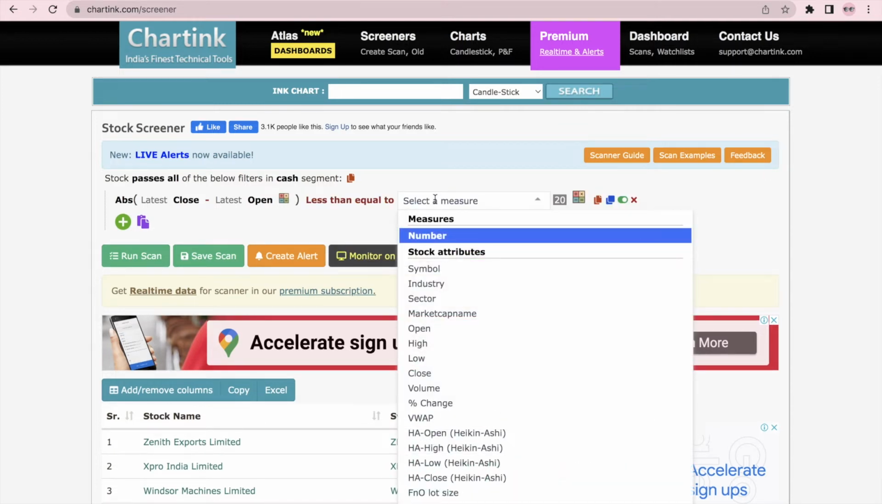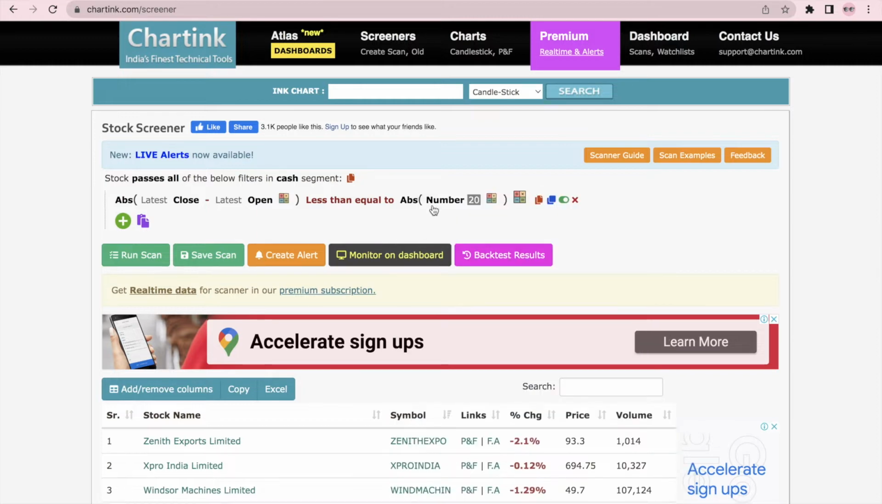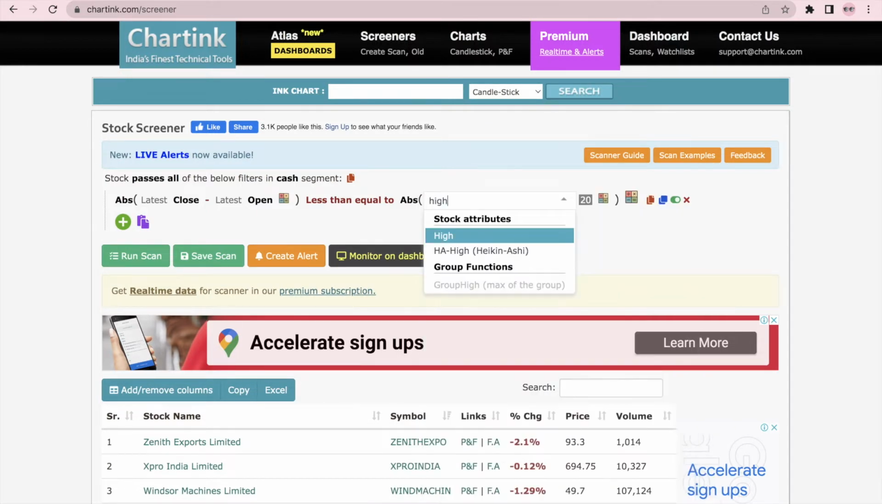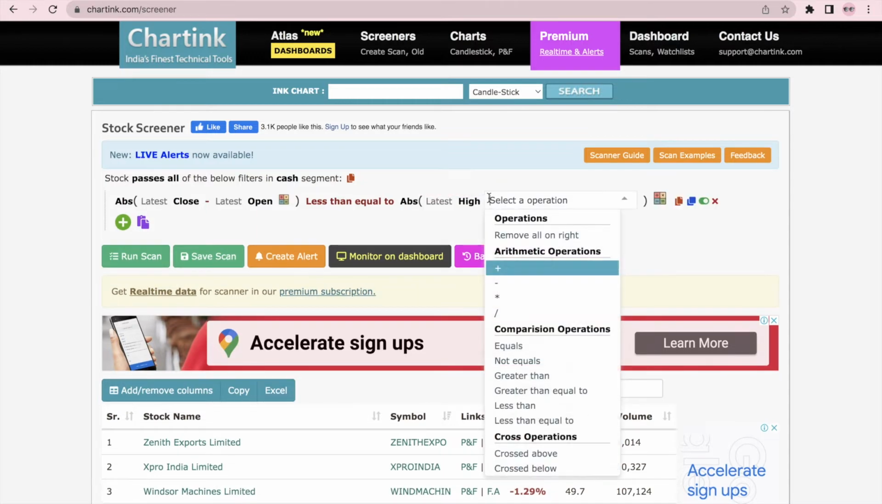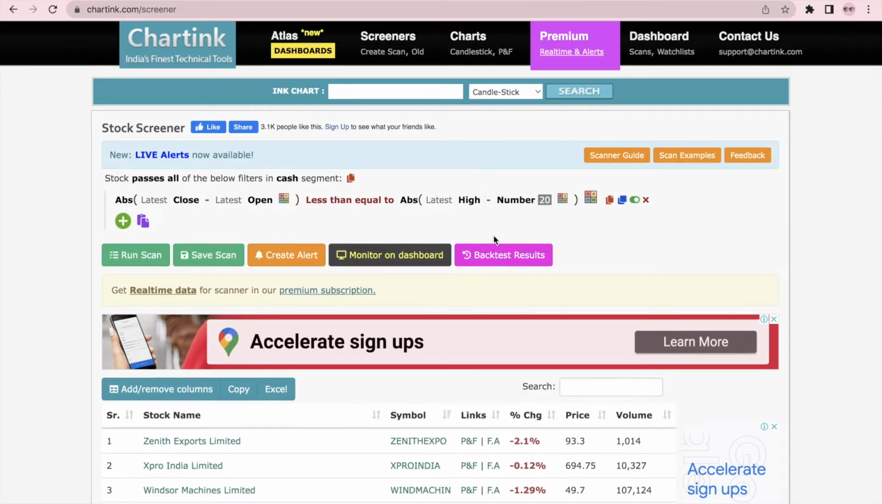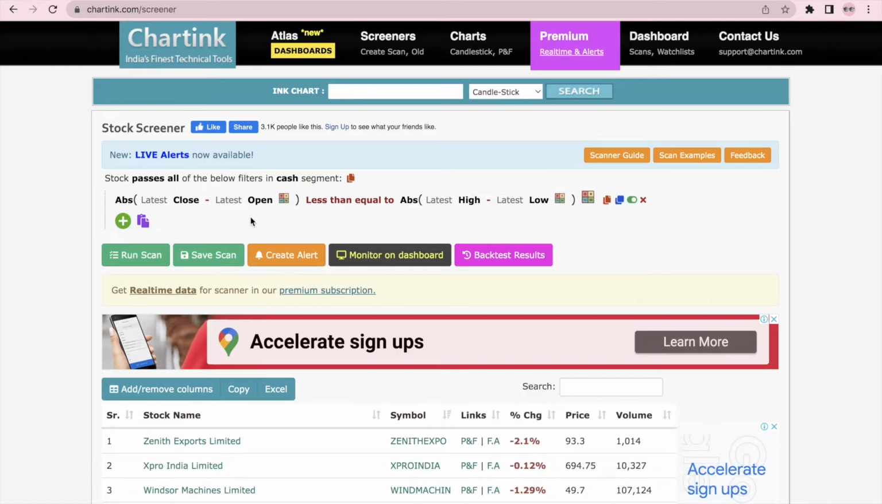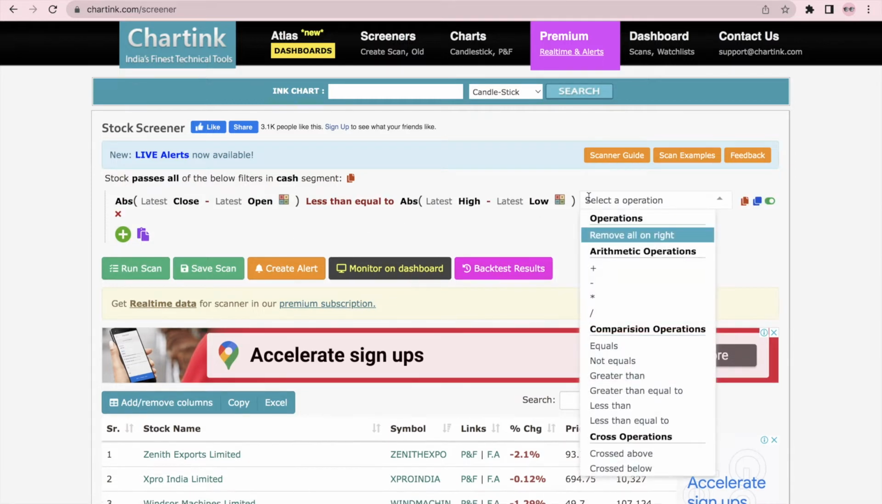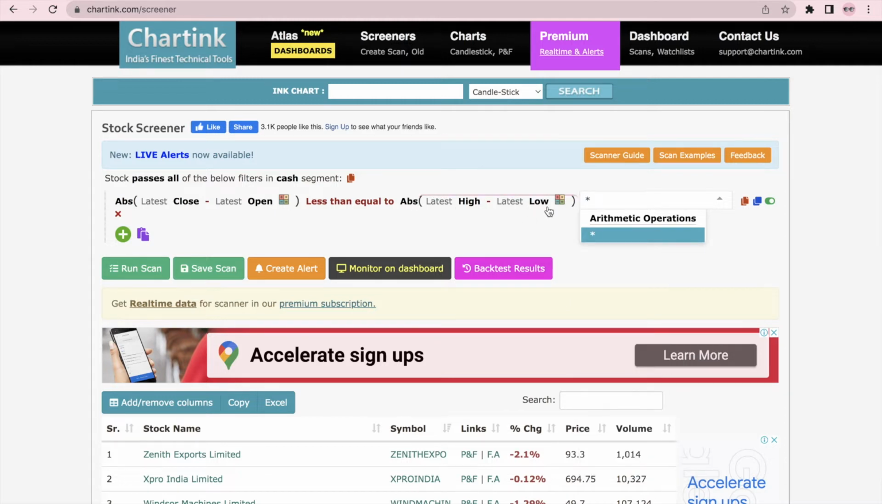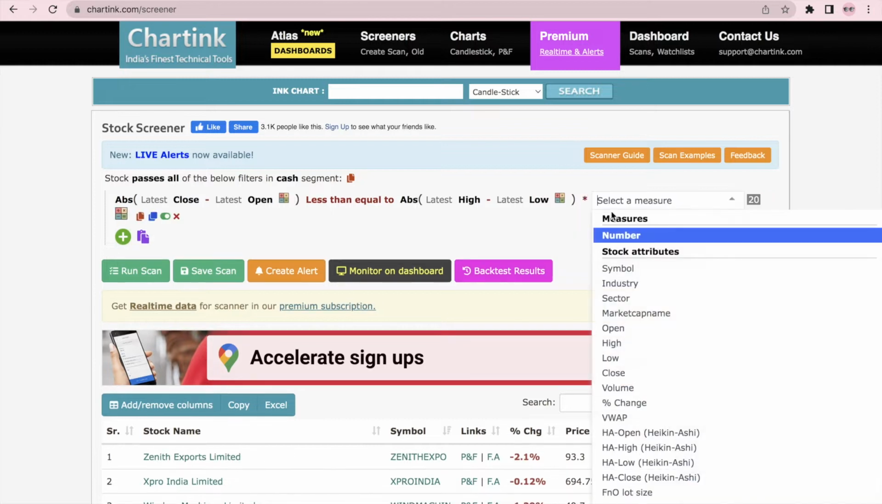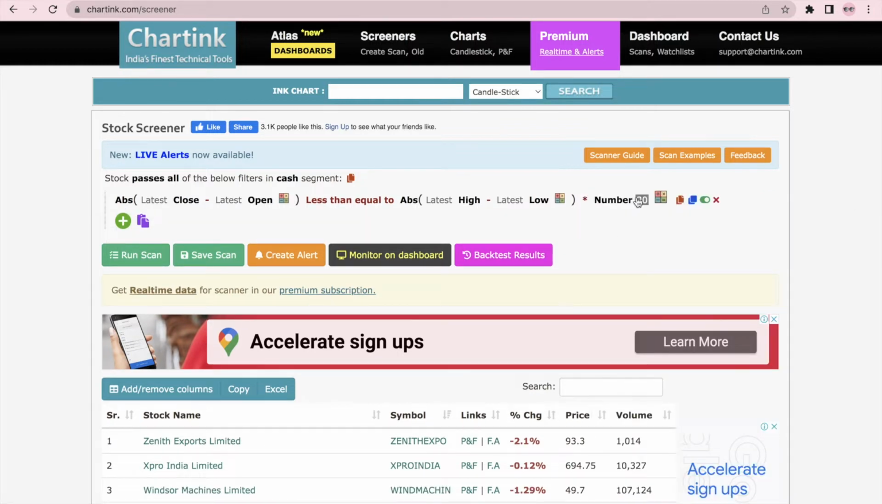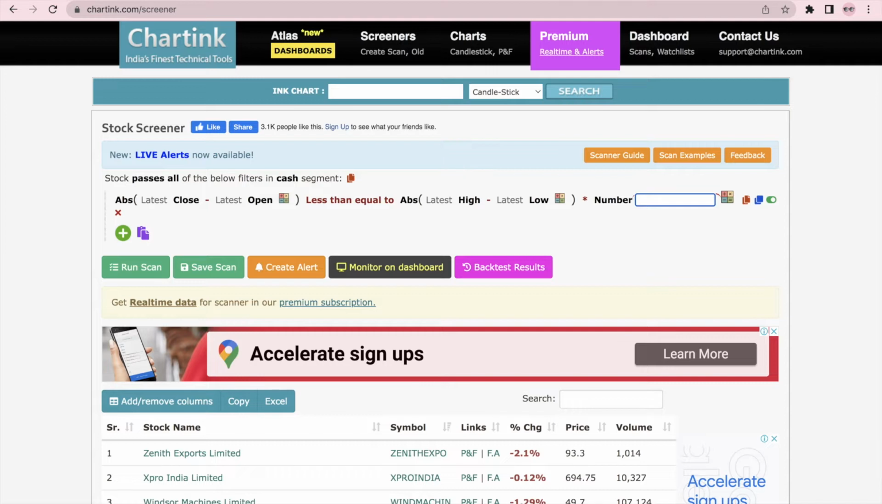So how will I code the range? Again, I'll say absolute high minus low. Okay, high minus low. And in here what I will do is multiply the range value, the absolute range, high minus low, into 0.2.